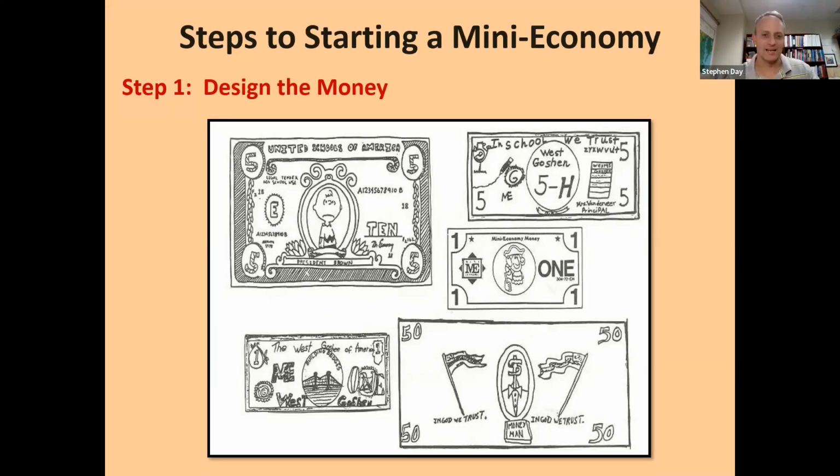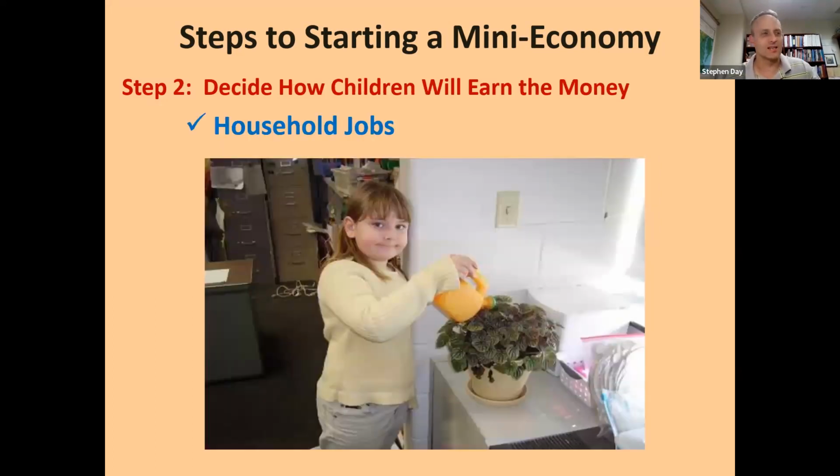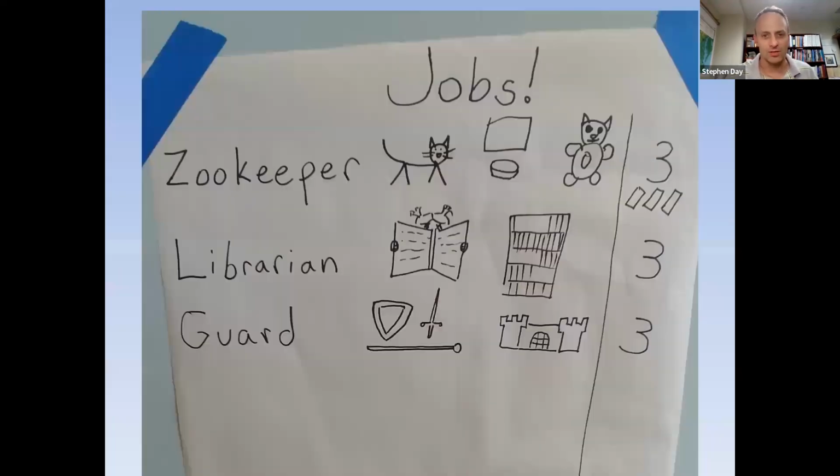So step 1, design the money. Step 2, household jobs. So decide how the children will earn the money. This is not too new or innovative. I mean, most families have chores, you do, right? But you can make it a little more fun for starters. Let me give you some examples of household jobs that we have.